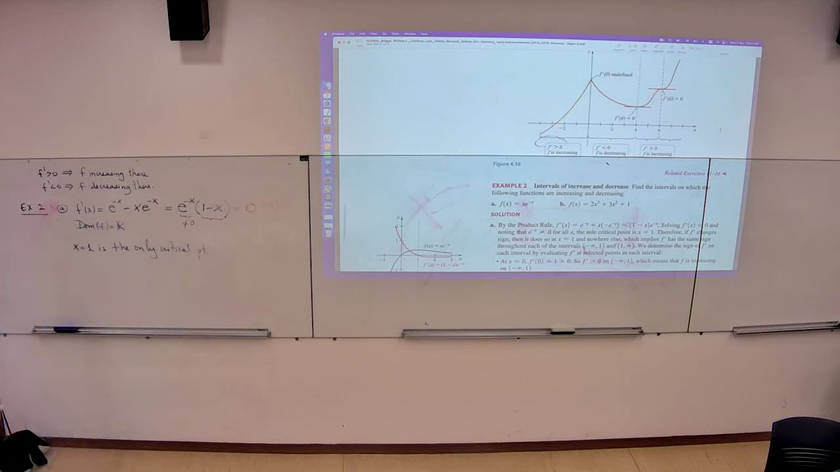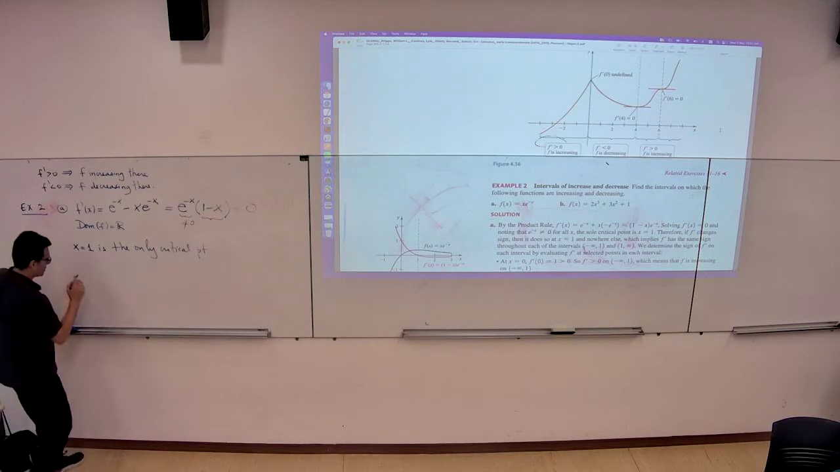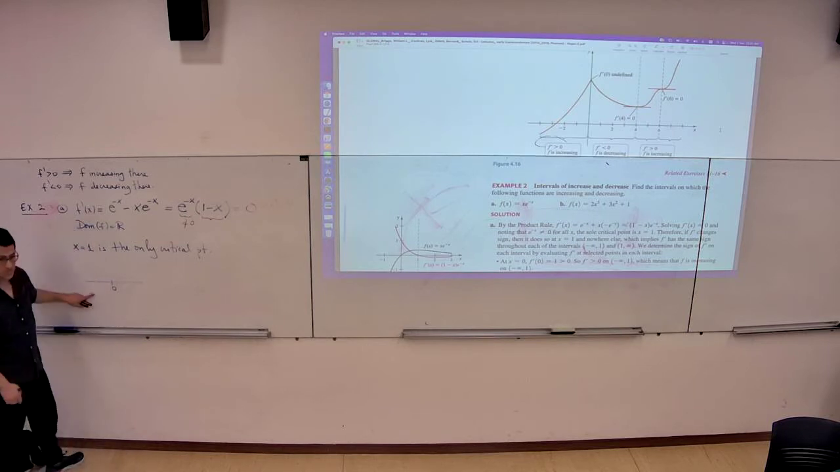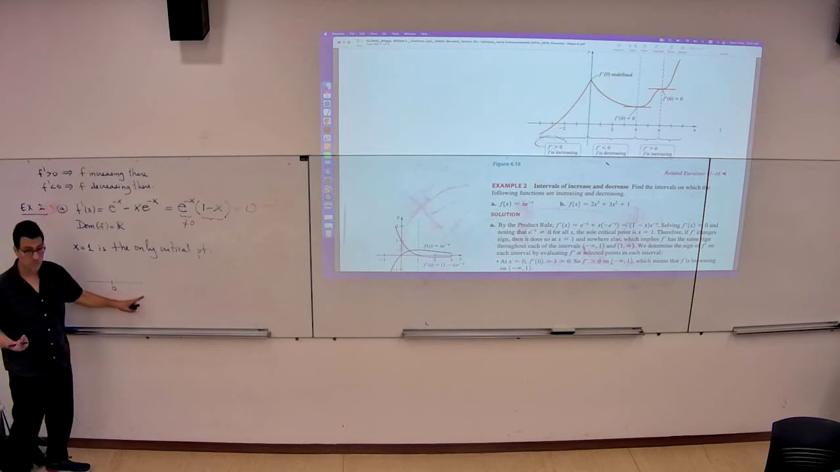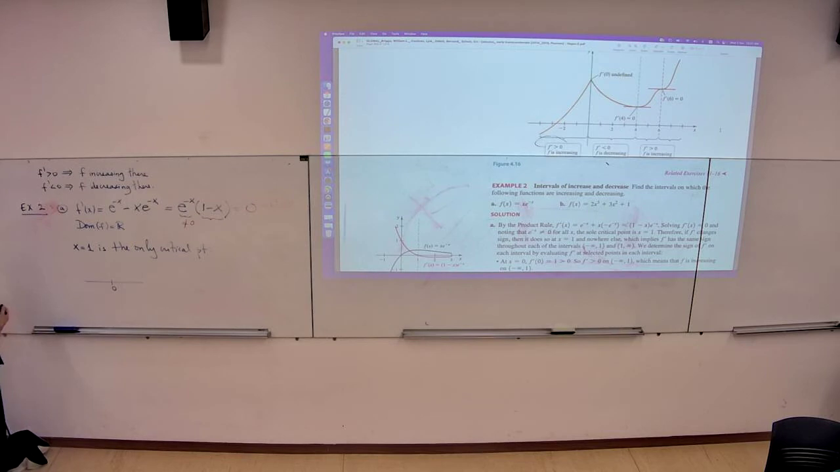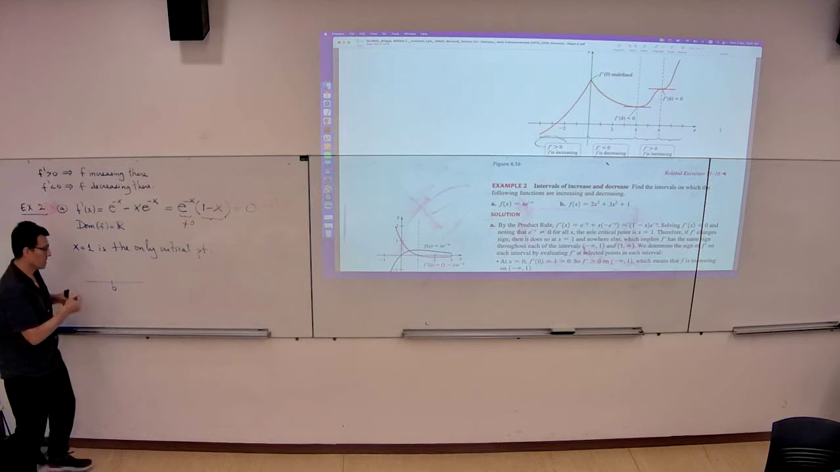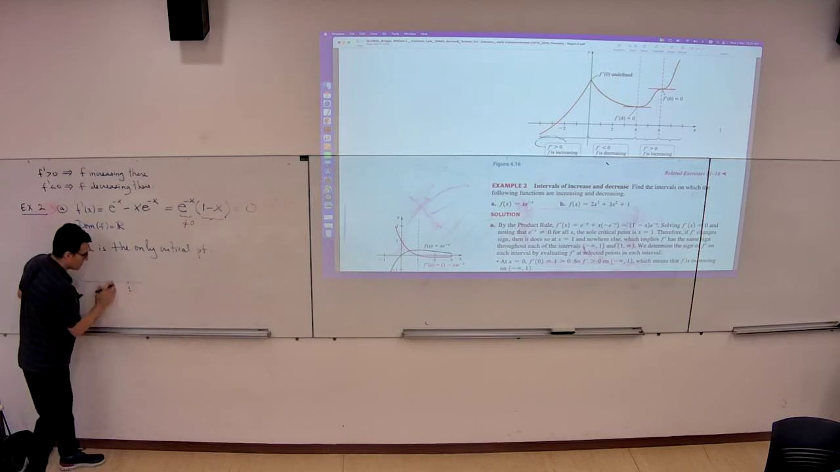Right. So now we have two situations here. We have 0, and 0 splits the real line into two subintervals. We need to check whether the derivative is positive or negative on the left of 0, and whether it's positive or negative on the right of 0. Okay? So how are we going to do that? Well, x equal 1 is the only critical point down here. Sorry, not 0, but 1.